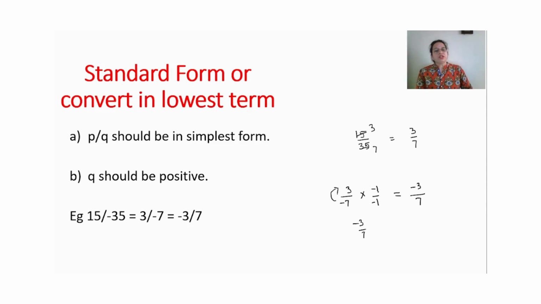So in short, instead of doing all this process directly, we just shift this minus sign from the denominator to the numerator to make the denominator positive. So two important points are there. P upon Q we always write in simplest form, and second point, Q should be positive. So if a minus sign is there in the denominator, we shift this minus sign to the numerator. This way we convert into standard form or lowest terms.